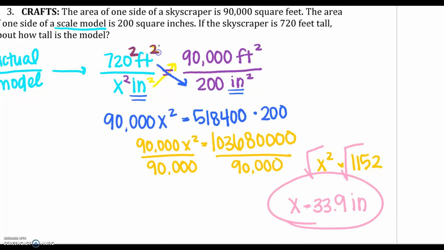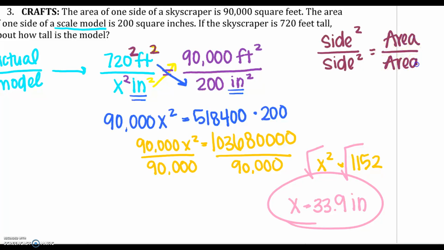So again, the same process, and again, not trying to confuse you when I'm telling you to square here and square here. I'm just kind of explaining why we're doing so. So side squared over side squared is equal to my area over my area. That will work every time consistently.